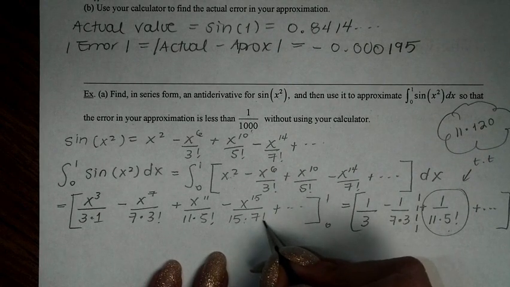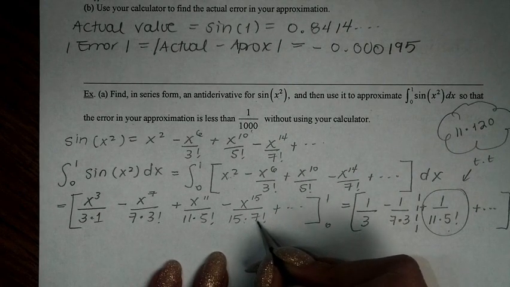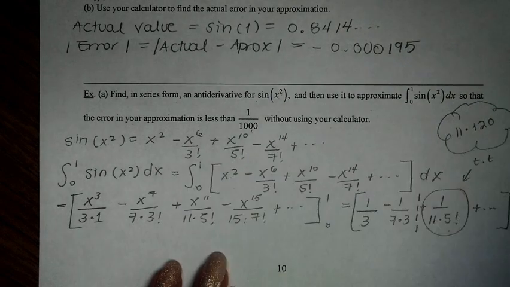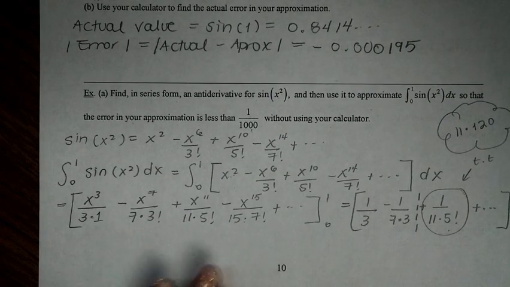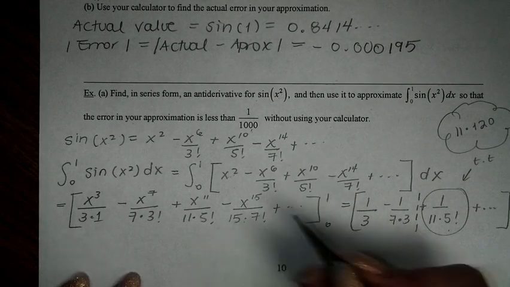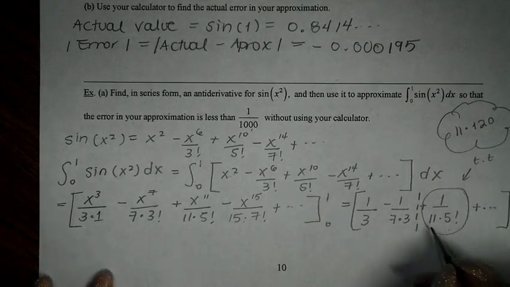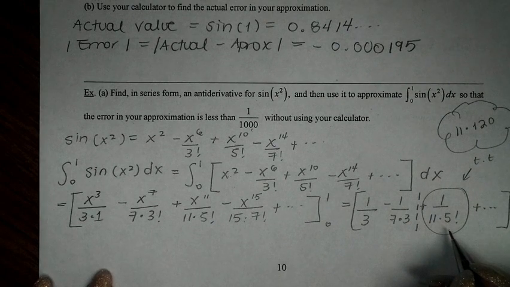If 7 factorial was 5040, imagine times a 15, that's huge. So the error will be super small, as you can see, because the denominator will become big. So this is going to be your truncated term. Do you agree with that?